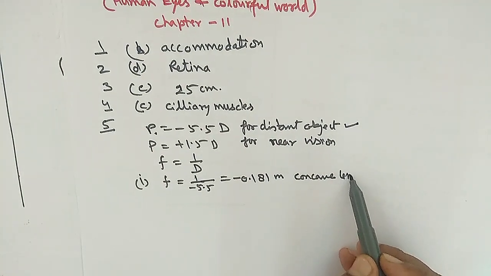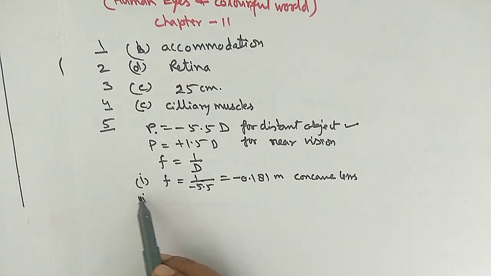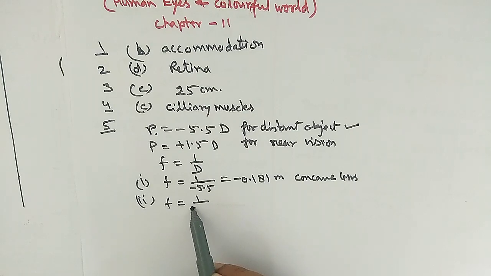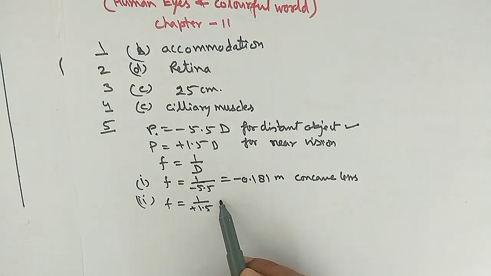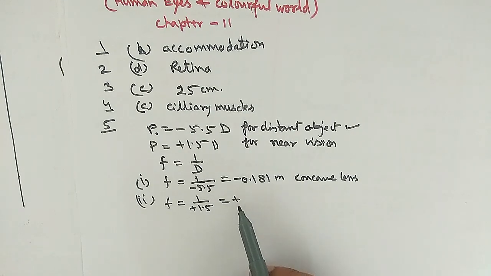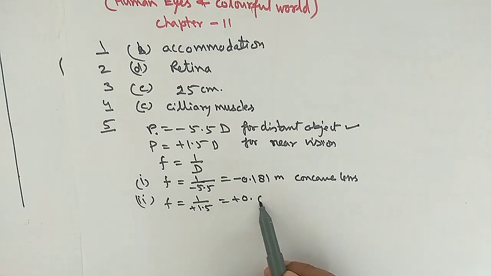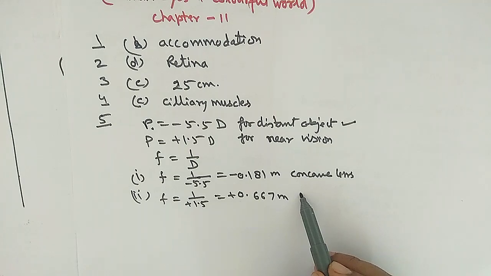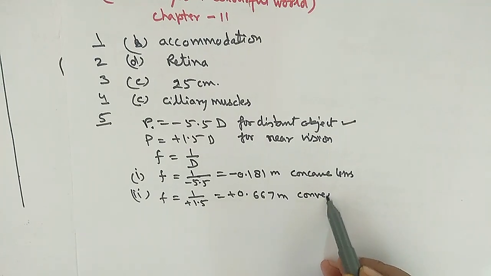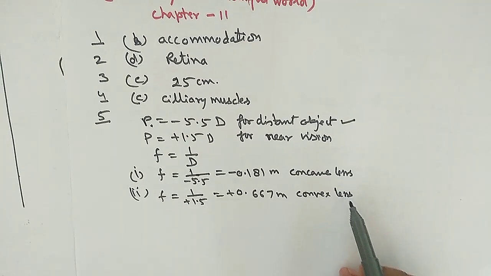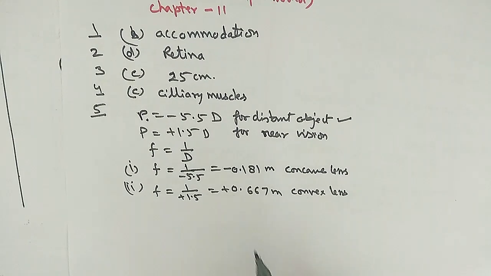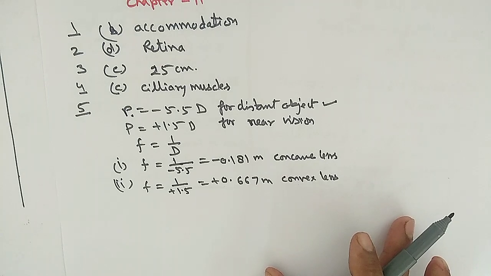Now in the second part, see what focal length is required: 1 upon plus 1.5. When you solve it, you will find it is 0.667 meter. It is plus, so obviously it is a convex lens. For correcting the near vision, this lens is required. So that was the second part.